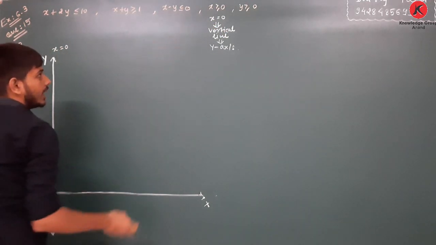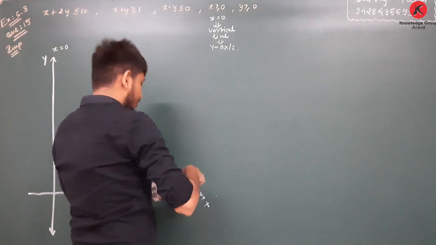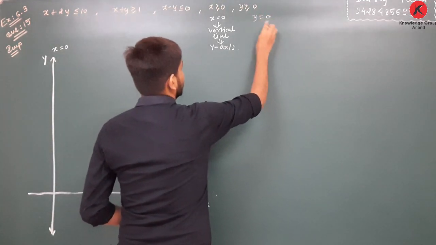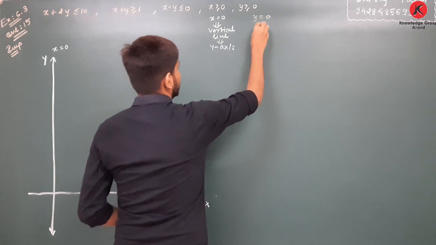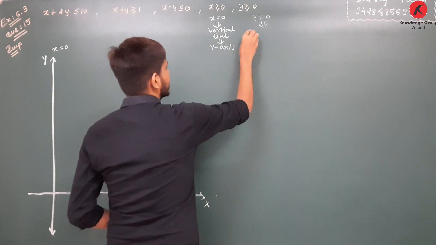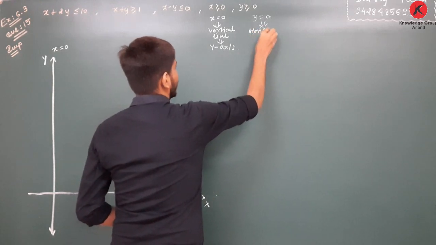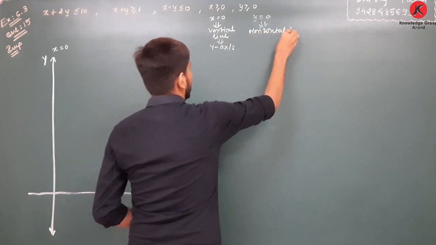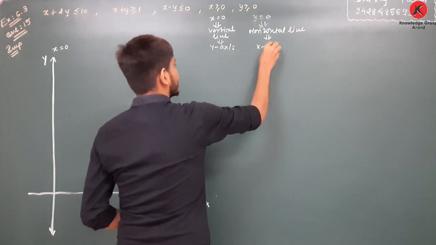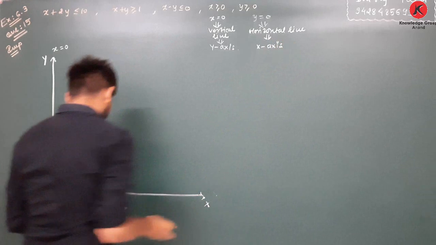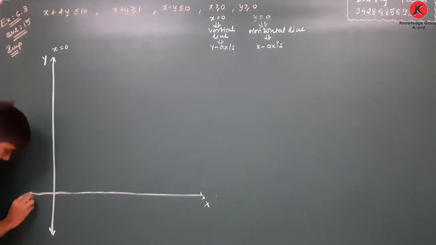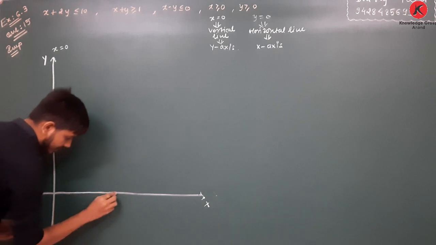Same way, y greater than or equal to 0. This is our line y equals 0. We know that this is a horizontal line and it is our x axis also. Therefore we have to represent this x axis. We have represented the x axis.